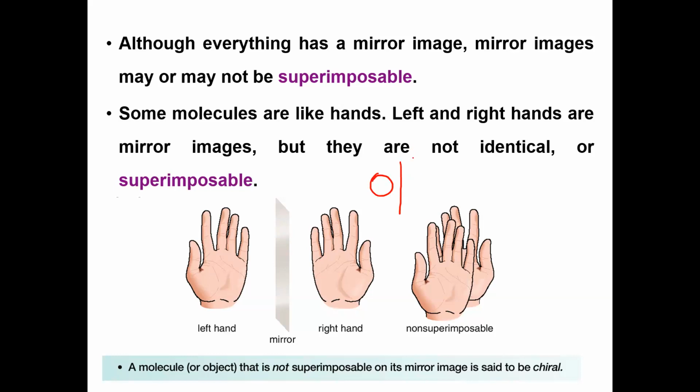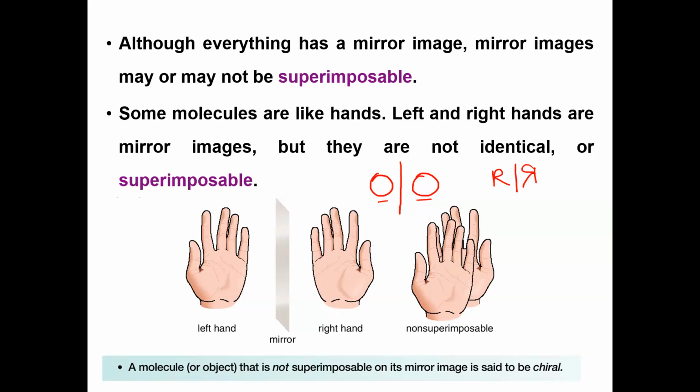Now O is absolutely symmetrical. So if I pick this O and place it on its mirror image, it will be completely superimposable. So this O and this O are similar. There is no change. But if I take R, then the mirror image will be non-superimposable. For example, my hands. The two hands are mirror images of each other, but these mirror images are non-superimposable.